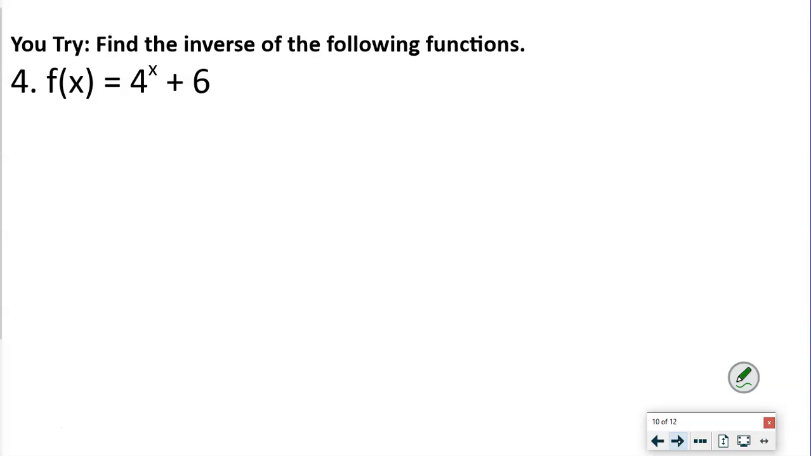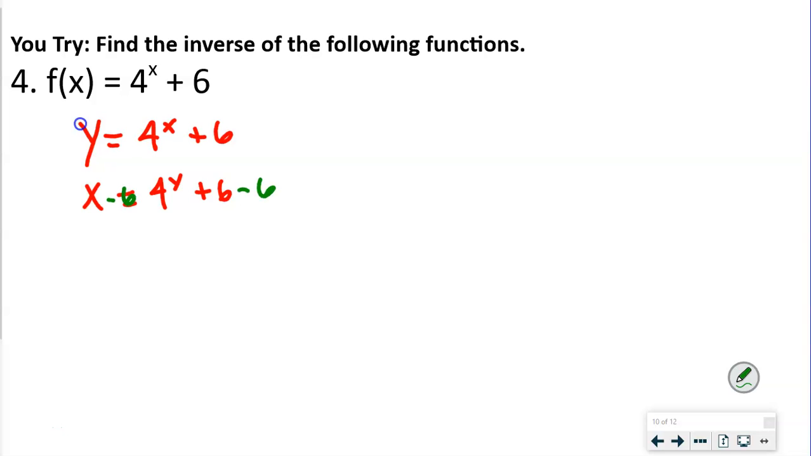All right, so now we're going to do the inverses of exponential functions. So we're going to start this the same way we did the last one. We're going to do y equals 4 to the x power plus 6. We're going to swap the x and y. We're going to subtract that 6 from both sides. So it's going to be x minus 6 is equal to 4 to the y power.